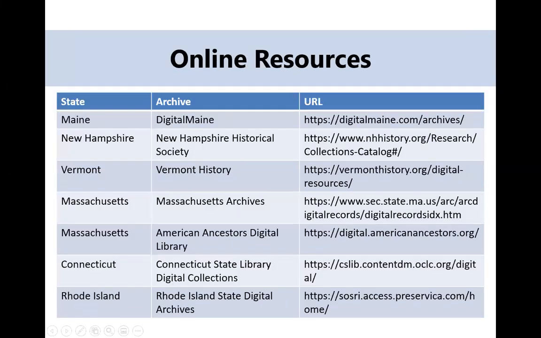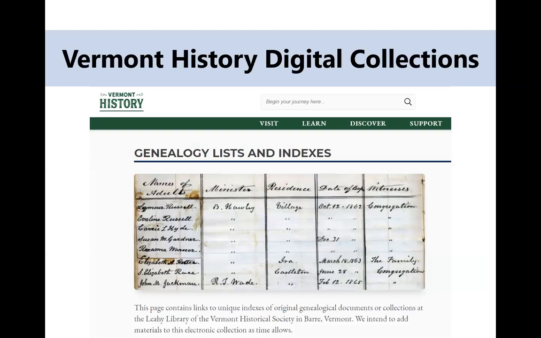There are also some unique digital collections to be pointed out. The Maine State Archives has a resource called Digital Maine. Vermont has something called Vermont History. We have a digital library here at American Ancestors. Connecticut has a digital library, as does Rhode Island. This is an example of what you might see when you go to the Vermont History site. They have a special section for genealogists and family historians.